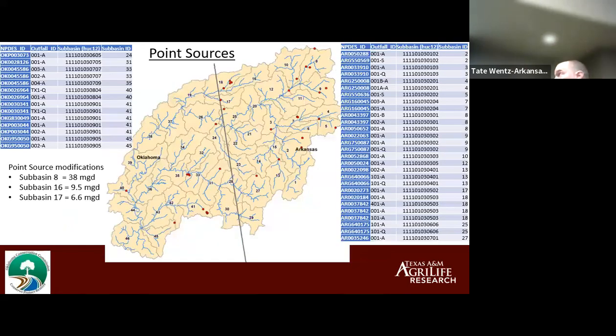Okay, so we also included the point sources. Some of this is a little bit busy. I know a lot of this is going to be really hard to see in the audience. Some of it's going to be way more information than a lot of you are interested in, but we're going to go ahead and put it out here. We'll make this presentation available, so anyone who wants to look into the details of which point sources or the calibration data that we have can access that. There were a few point source modifications where flow is actually added to subbasins 8, 16, and 17 to help with the flow calibration.